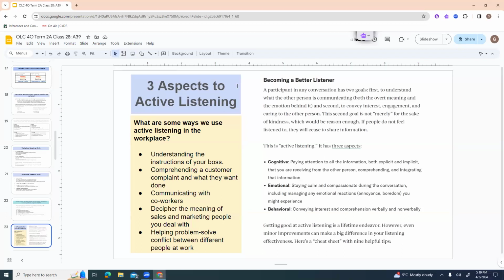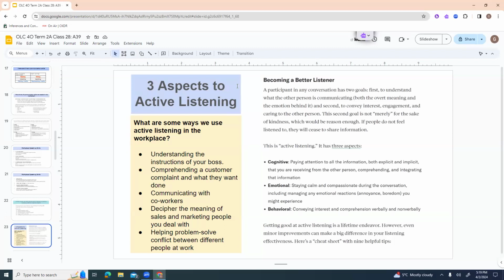It has three aspects. Cognitive. Cognitive is your thinking, paying attention to all the information, both explicit and implicit, that you are receiving from the other person, comprehending and integrating that information. Emotional, staying calm and compassionate during the conversation, including managing any emotional reactions like annoyance or boredom that you might be experiencing. Behavioral, conveying interest and comprehension both verbally and non-verbally.